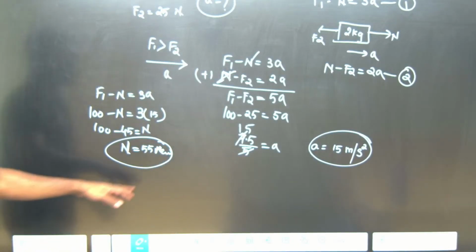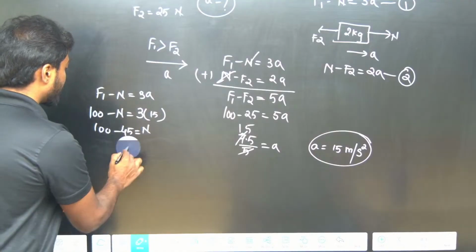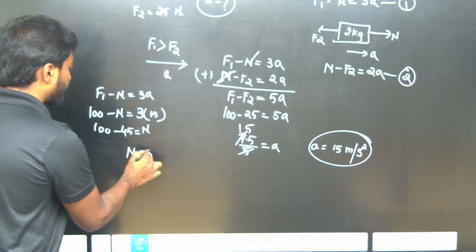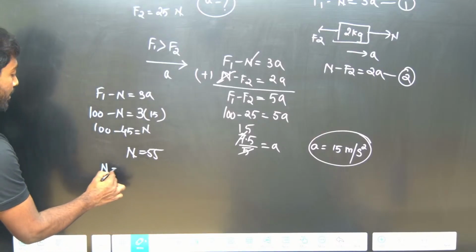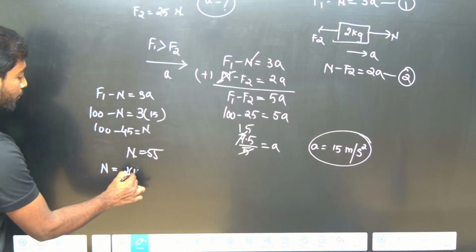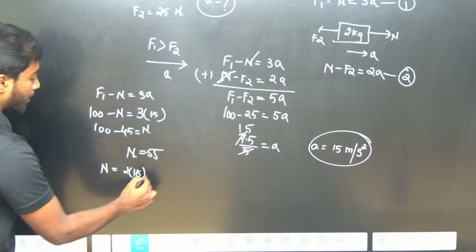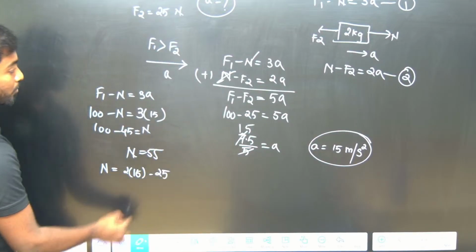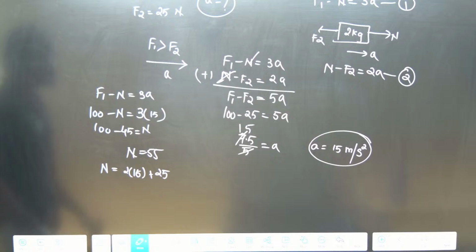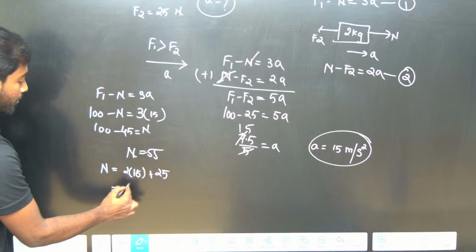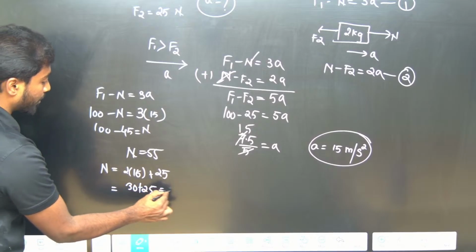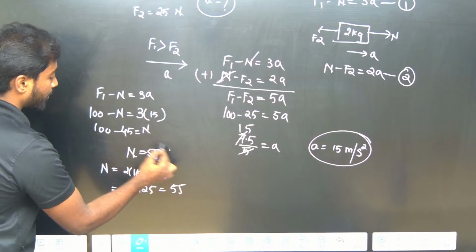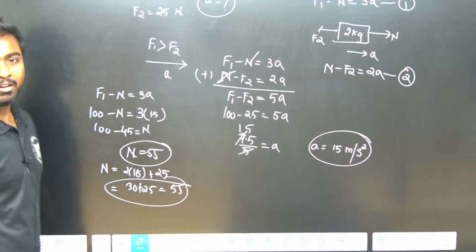So N is equal to 55. When I talk about the second equation, N equals 2 times 15 plus 25, so 30 plus 25 gives us 55. Am I getting the same answer here?